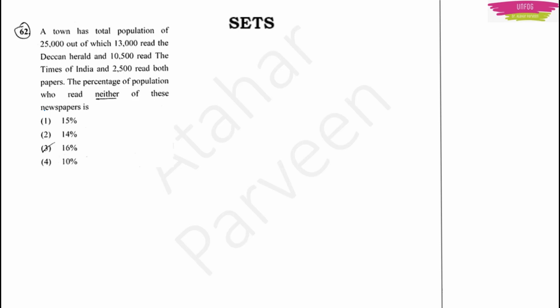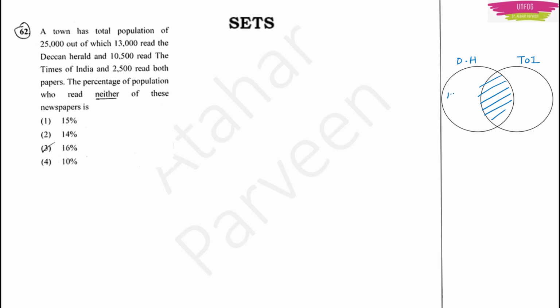The question is, a town has a total population of 25,000, out of which 13,000 read the Deccan Herald and 10,500 read the Times of India and 2,500 read both the papers. The percentage of population who read neither of these newspapers is... See, basically if you draw a Venn diagram, things will become easier here. Let this be the circle for people who are reading Deccan Herald, and let this be for the people who are reading Times of India. Then here you can have the number of people who are reading both the newspapers.